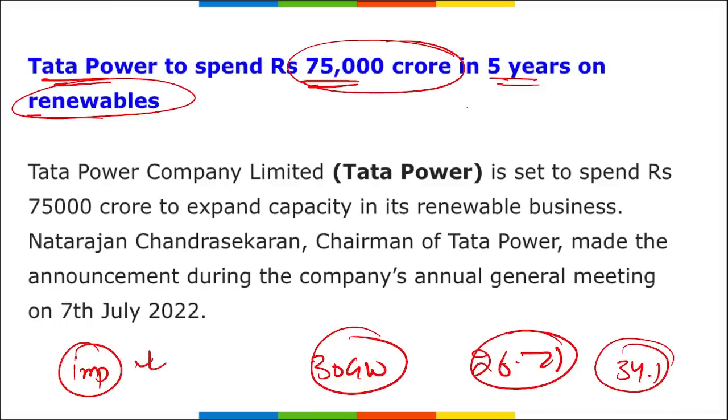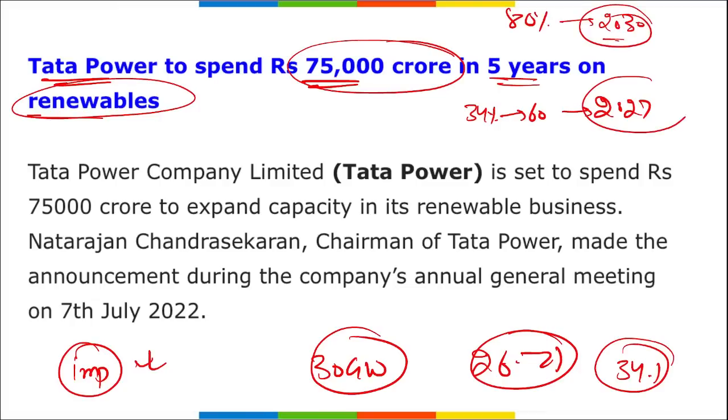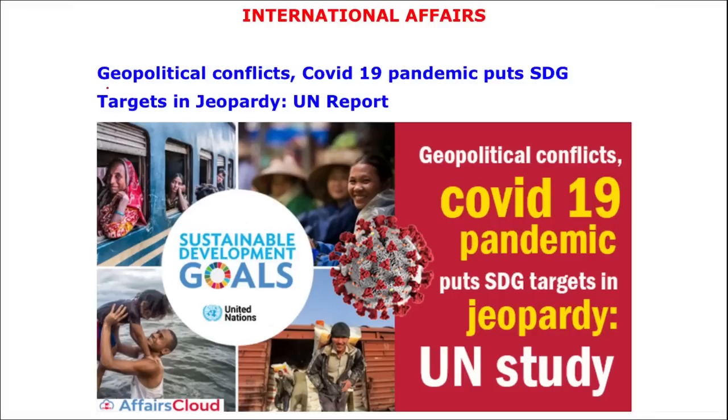That means if we talk about Tata Power, they are planning on increasing their energy portfolio from 34% to 60% by the year 2027 and to 80% by the year 2030, and that too in the renewable energy sector. It is your Tata Power. Next, geopolitical conflicts. The COVID-19 pandemic has put the sustainable development goal targets in jeopardy as per the UN report.